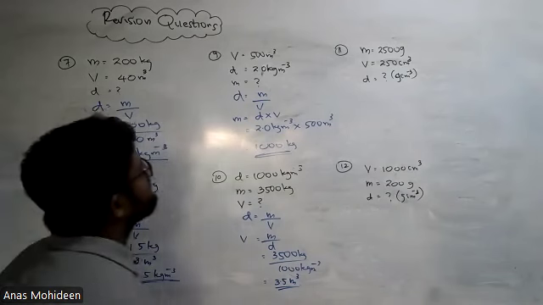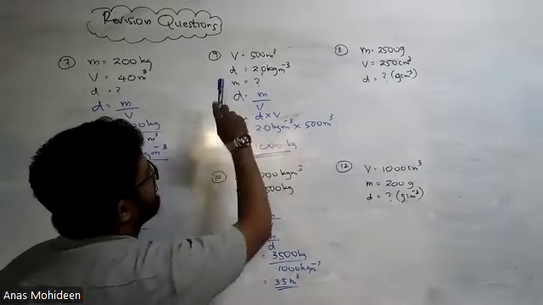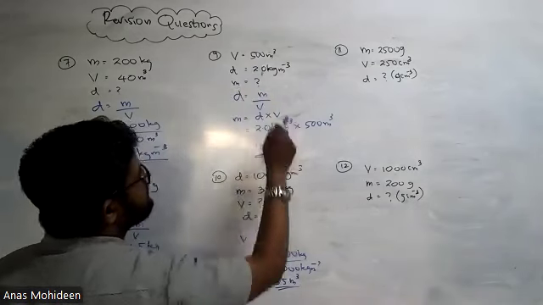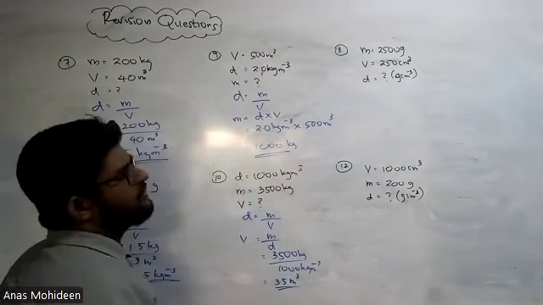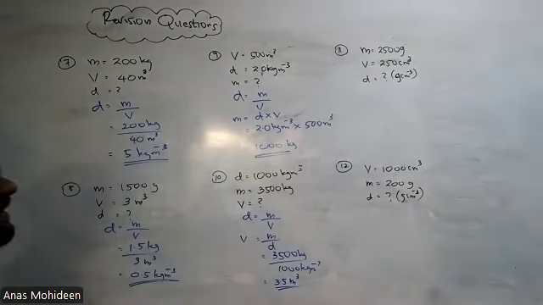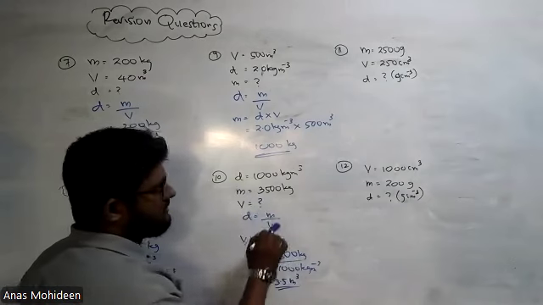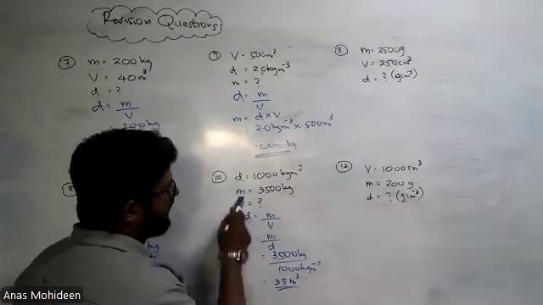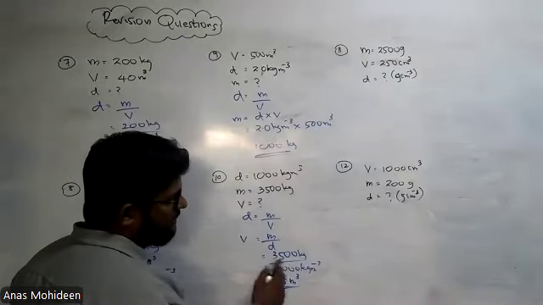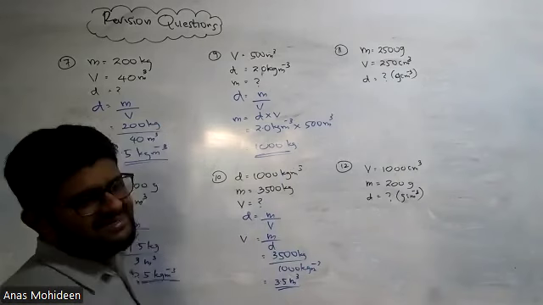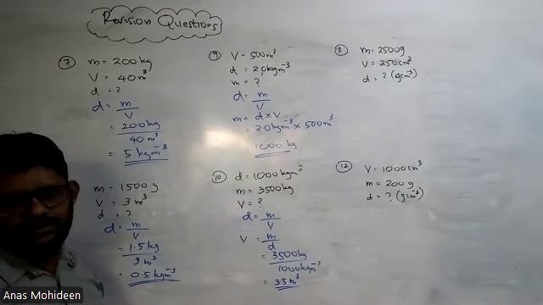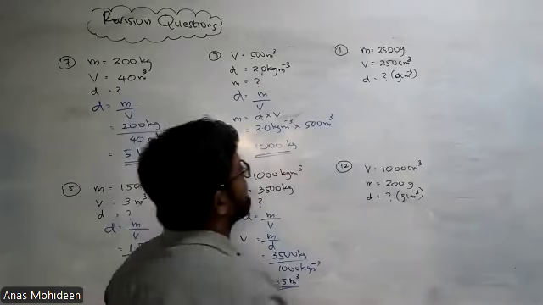And then question number 9. D equals M over V. You want to find out the mass here, so we make M the subject: M equals D into V. Density 2 into volume 500. 2 into 500 is 1000 kilograms. Mass is measured in kilograms. And question 10. D equals M over V, so V equals M over D. You want to find out V here. The mass is given as 3500 kilograms divided by the density of 1000 kilograms per cubic meter. You divide and the answer is 3.5 cubic meters.